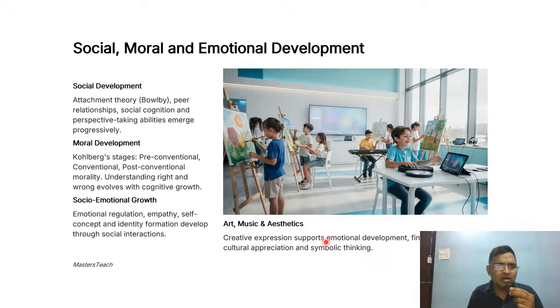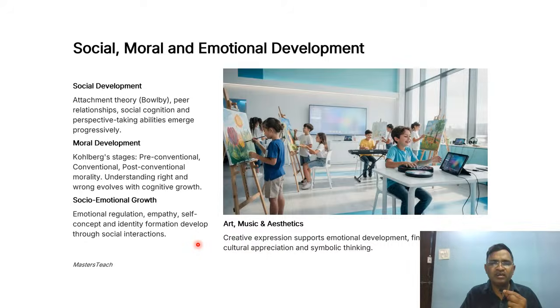Here, social development. So attachment theory given by Bowlby, so peer relationships and social cognition and perspective-taking abilities emerge progressively, whereas moral development is proposed by Kohlberg, stages: pre-conventional, conventional, post-conventional morality. Understanding right and wrong evolves with the cognitive growth. Whereas social emotional growth, so emotional regulation, empathy, self-concept, and identity formation develop through social interactions.